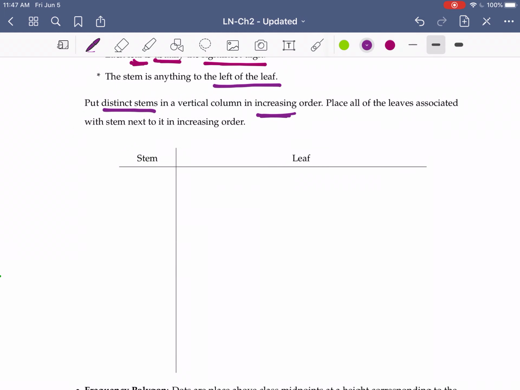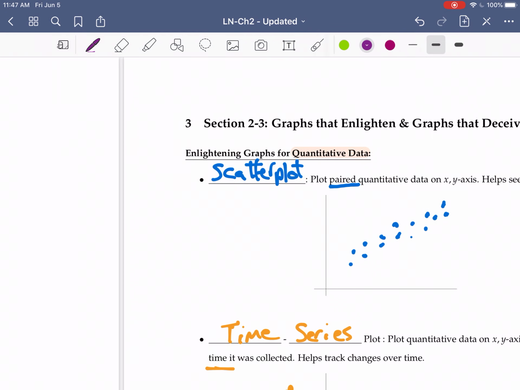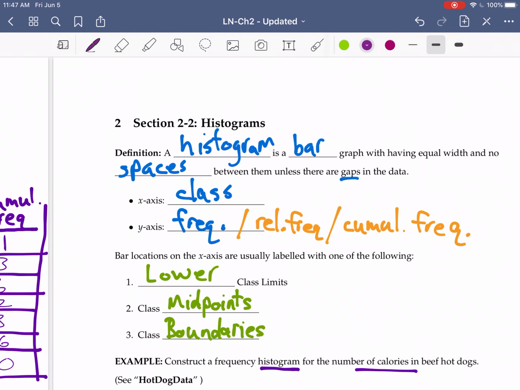So in some of the previous videos, we looked at a hot dog data set. Let's look back to the frequency distribution we created for our hot dog data set.